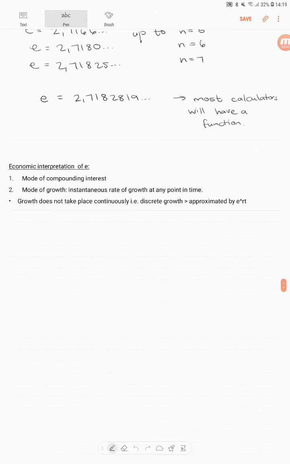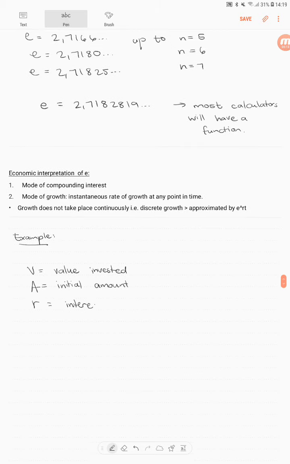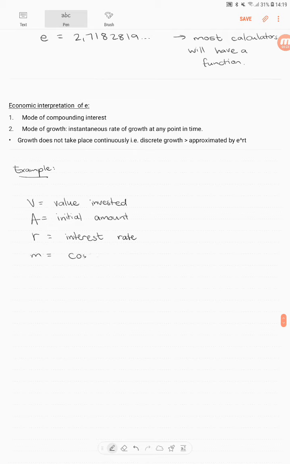So let's do an example. Say V is the value invested, A is the initial amount invested, R will be our real interest rate, M is our yearly compounding period, and T is the number of years or time that it is invested.